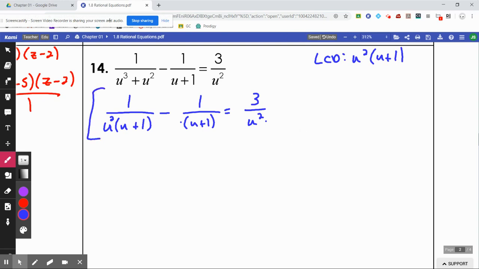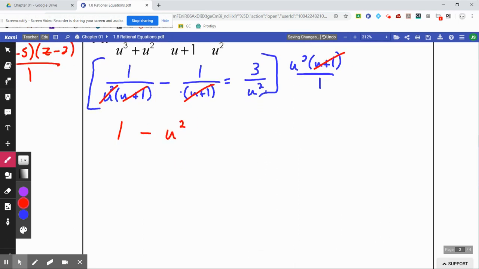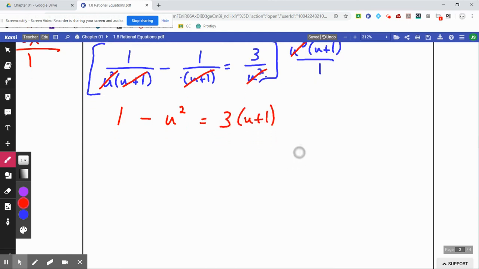So let's multiply everything by that, u squared times u plus 1 over 1. When you do it to the first term, the u squareds and u plus 1s cancel. Everything cancels and leaves you with just the 1 on top. When you do it to the second term, u plus 1 cancels and leaves you with minus the 1 on top and just a u squared. You don't have to put parentheses because that's the only term. When you multiply the third term by your common denominator, the u squareds cancel and leave you with the 3 and the u plus 1. So there's your equation.